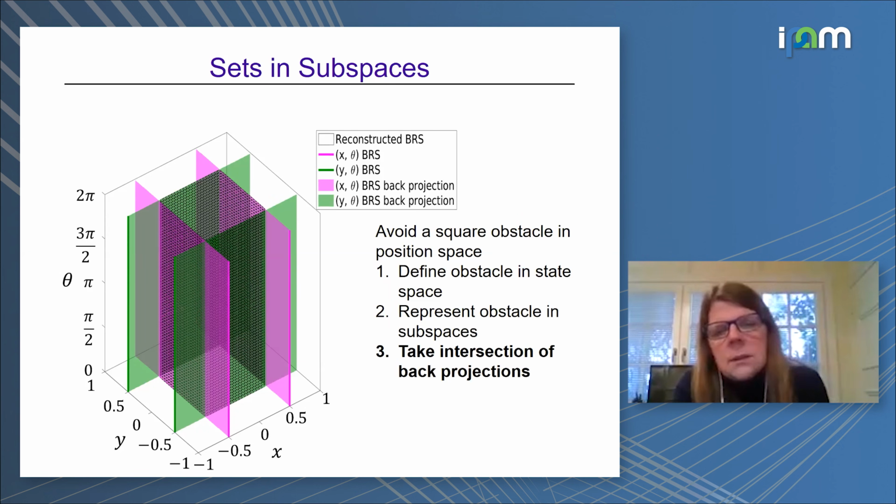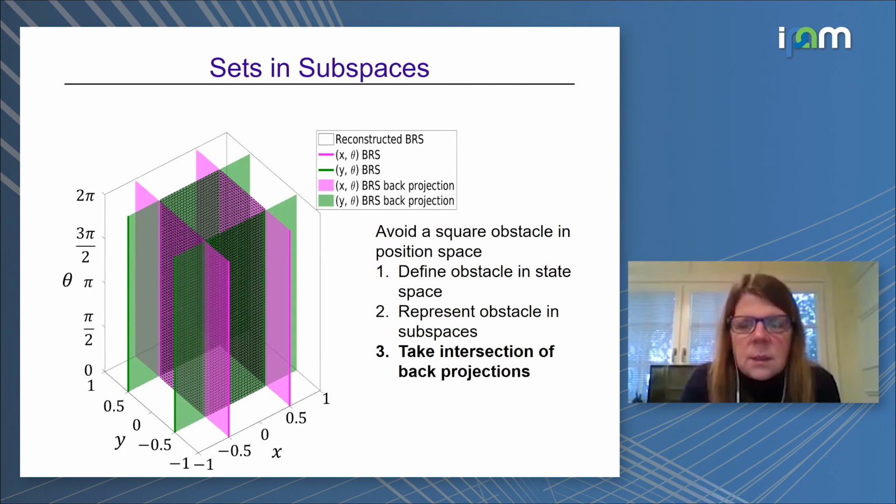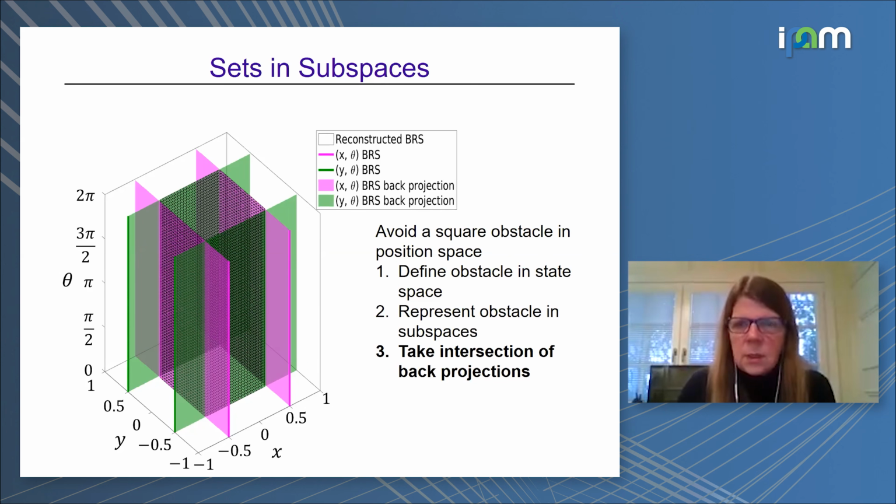So the set that we want to avoid can be represented as the back projection of corresponding sets in the individual subsets of the state variables. Now, in general, if you want to avoid a set, you don't need the set itself to be represented that way. You just need an over-approximation of the set itself.